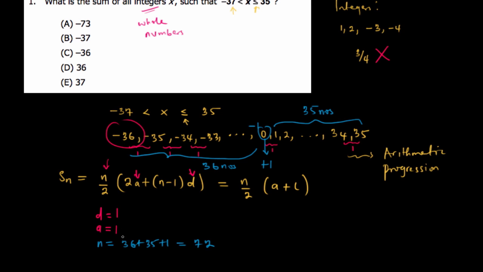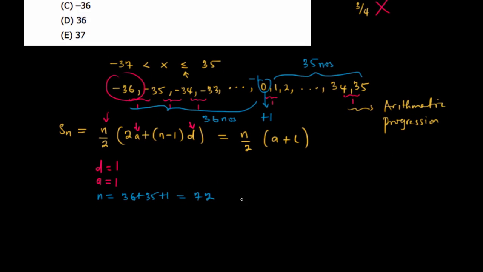So now we know the number of terms, we know the common difference, and we know the first term. So let's now find the sum of the 72 terms. So we want to find S72. That's what we want to find.